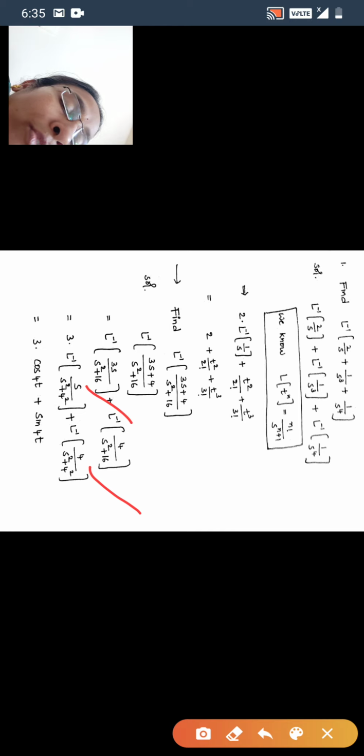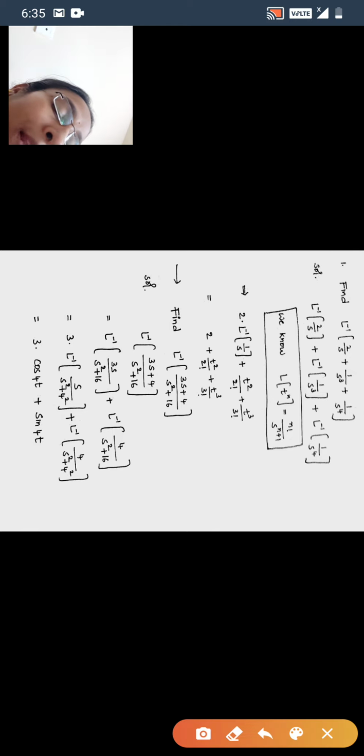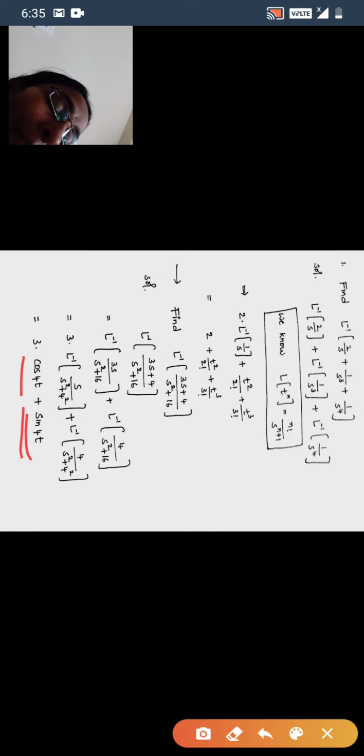As we won't require 3, write it outside of L inverse by the linear property. So 3 outside of L inverse: L inverse s by s square plus 4 square, and later L inverse 4 by s square plus 4 square. This is clearly in the form s by s square plus a square, and here a by s square plus a square. So s by s square plus a square is the Laplace transform of cos 4t, and a by s square plus a square is the Laplace transform of sin 4t. In particular, in place of a, here we have 4.